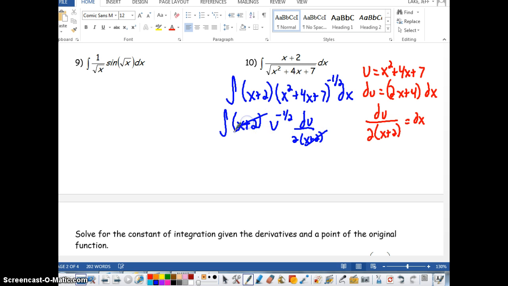Remember, you need that x plus 2 to cancel out. We have now du, which is permission to integrate with respect to u, not with that x. Those x's need to go away. So I have the integral now of 1/2 u to the negative 1/2 du. Add 1 to the negative 1/2, you get 1/2, divide, the 1/2 goes away. So this is just going to be u to the 1/2 plus c. Take your u, which is the x squared plus 4x plus 7, plug it back in.